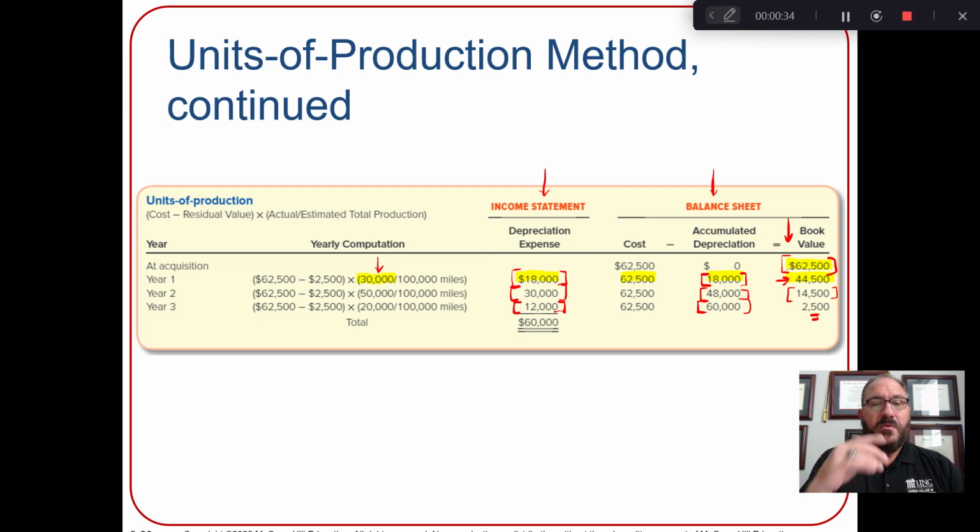Now, take a look at the next year. They did 50,000 miles. So what's going to happen? You're going to have more depreciation, right? $60,000 depreciable cost multiplied by half, basically. You get 30,000, right? So now, accumulated depreciation going to add 30,000 to the 18, and now it's only worth 14,500. So you see, units of production, it changes depending upon how much you use the item.